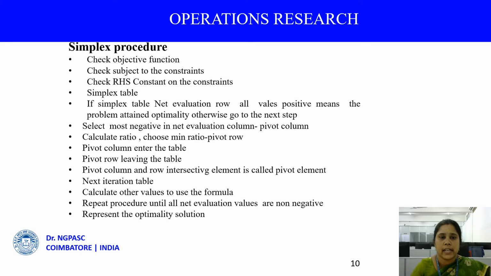coefficient. The second column is the given variables. The third column is defined as the right hand side constant. Next, the basic variables x1, x2, x3, etc. and the introduced variables s1, s2, etc. The last column defines the ratio. Ratio means the right hand side constant xb divided by the pivotal element.